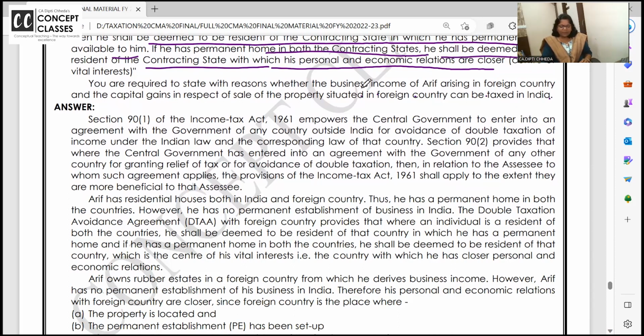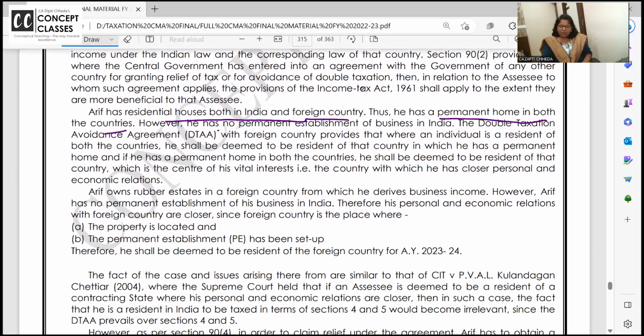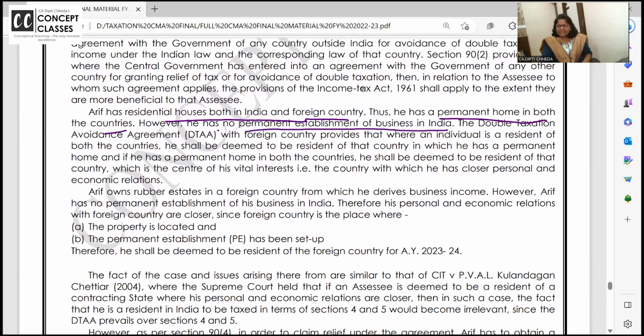It's the central government that can enter into an agreement to avoid DT and all. Section 90 का relief मिलेगा. Arif has a residential house in India, thus he has a P in both the countries. Arif का एक घर इंडिया में भी है, foreign country में. However, he has no P of business in India.